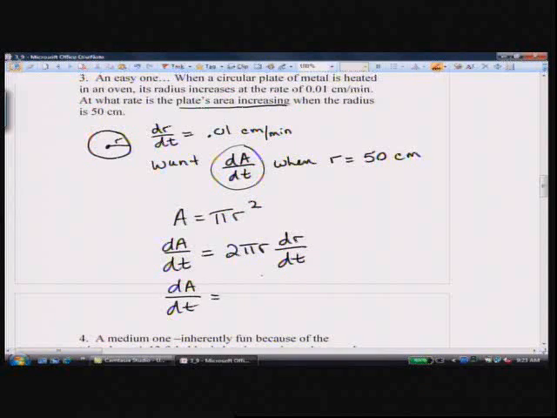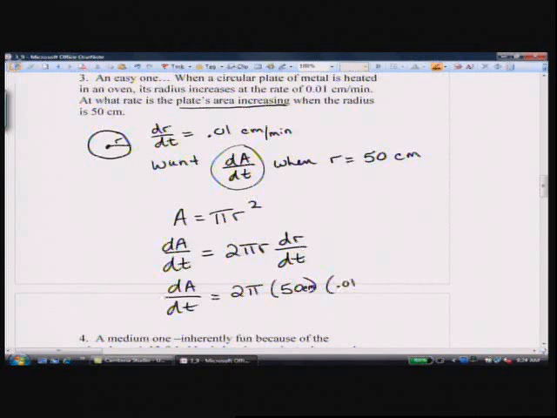0.01. Is that a 01? Yeah. Times 2 pi r. That's easy. r is 50. There it is. And then times the 0.01. Oh, I got to put a centimeters here and a 0.01 centimeters per minute there, right? Okay, and if we multiply that out, this is 1/100th, right? Times 2 is 2/100ths, which reduces to 1/50th, so it cancels, right? So we just get pi centimeters squared per minute.